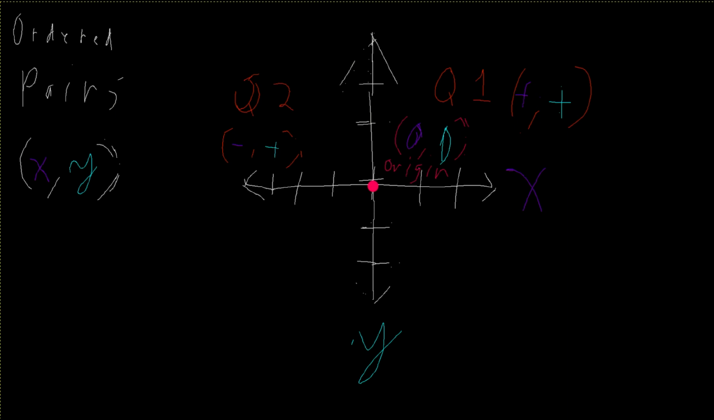Now let's look at quadrant 3. So any guesses where quadrant 3 is going to be? Remember, we're moving counterclockwise. Quadrant 3 is going to be down here. All right. Now, do you guys think quadrant 3 is going to have any positive coordinates at all? You should say no. Quadrant 3 is going to have both a negative x coordinate and a negative y coordinate.